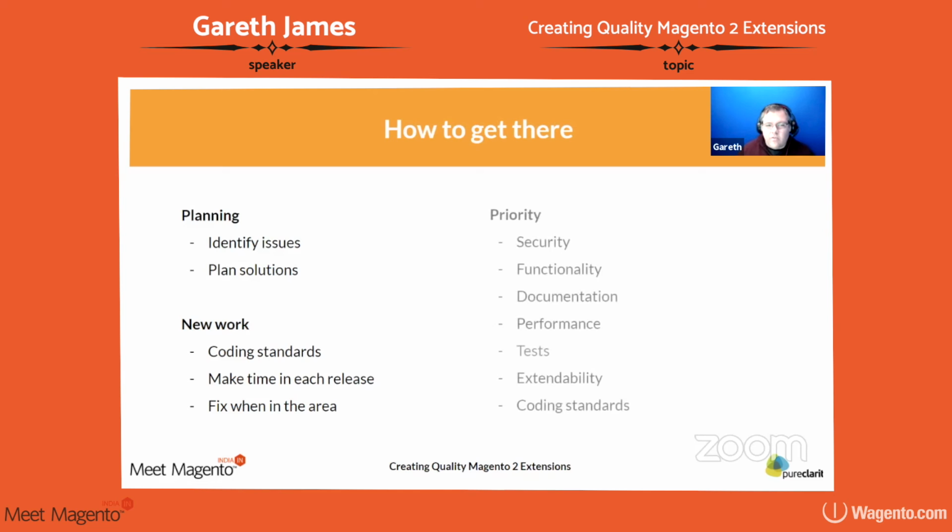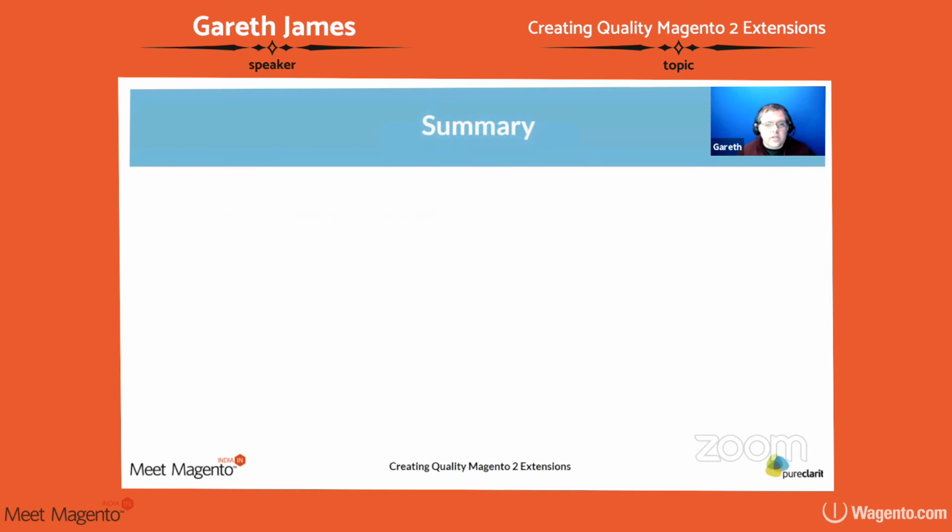So this is a rough priority order I would do, but again, that's down to preference. First, security is obviously top of the list there, and it goes down right to the bottom. What I mean by coding standards is things like having your code formatted, because by that point you've fixed all the rest of the things. So just a quick summary there.